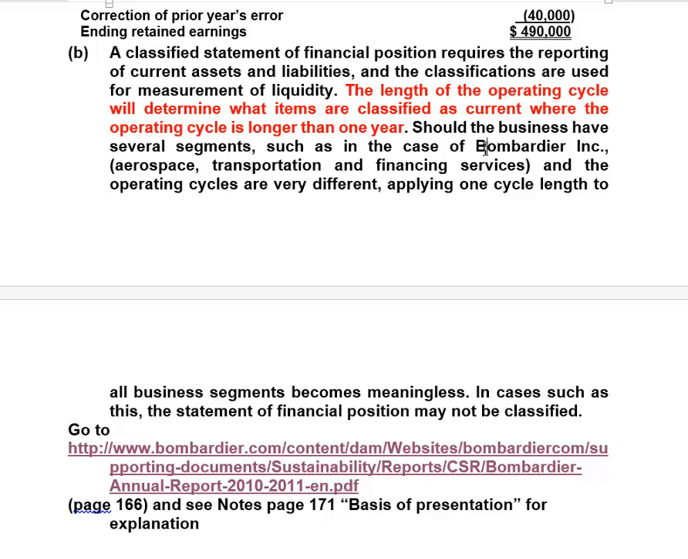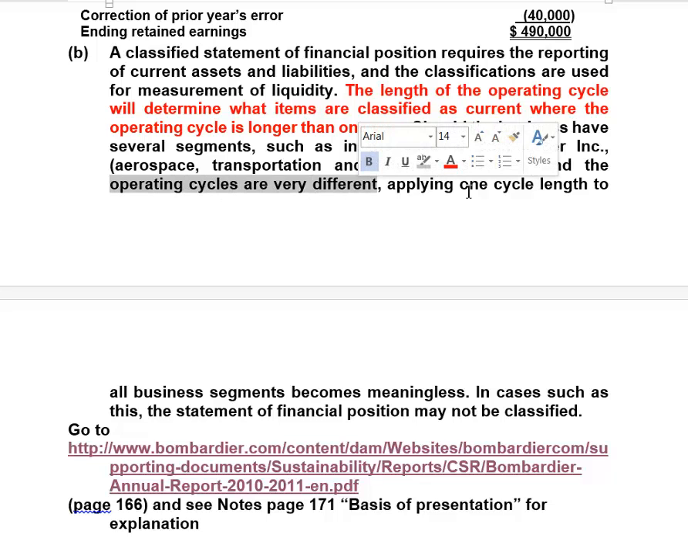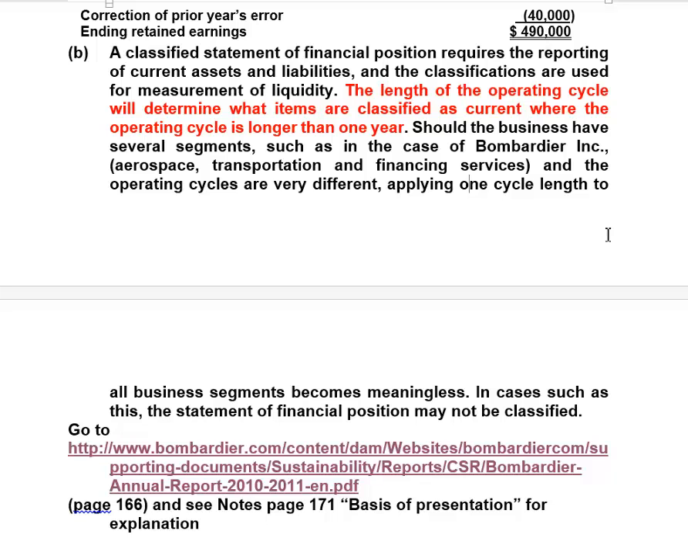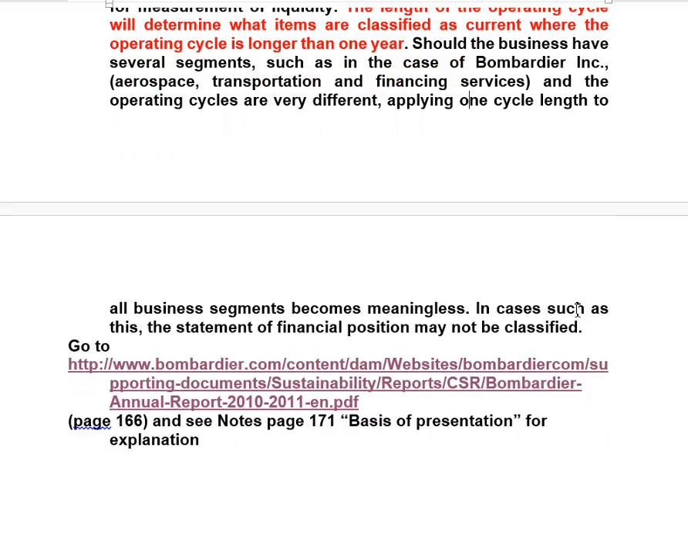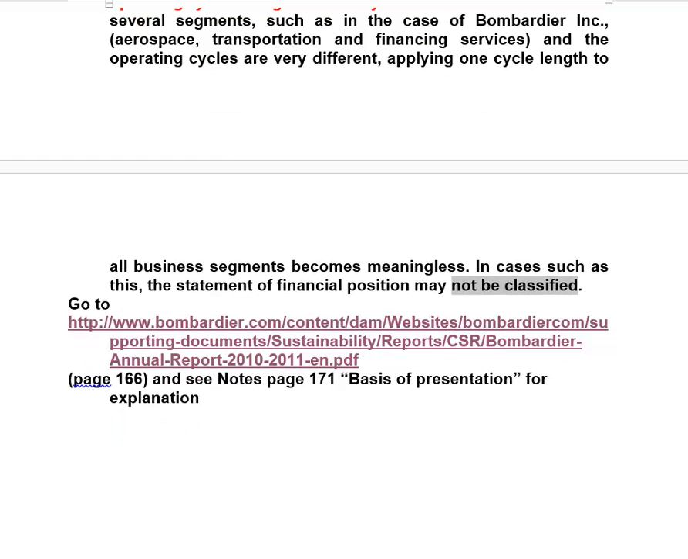So, we've got a company like Bombardier. It has several segments. We said aerospace, transportation, those GO train cars, even financing services, right? Their operating cycles are very different. So they can't apply one cycle to all their business segments. So in that case, they would prepare a statement of financial position that's not classified.